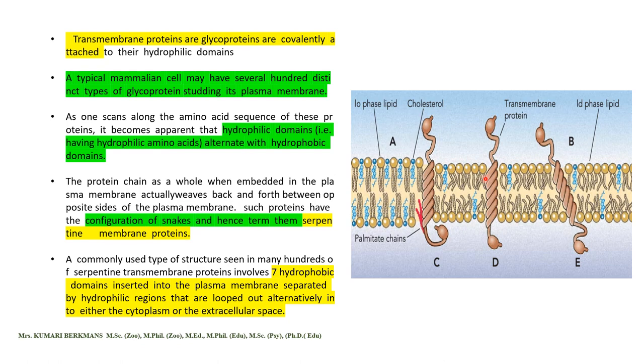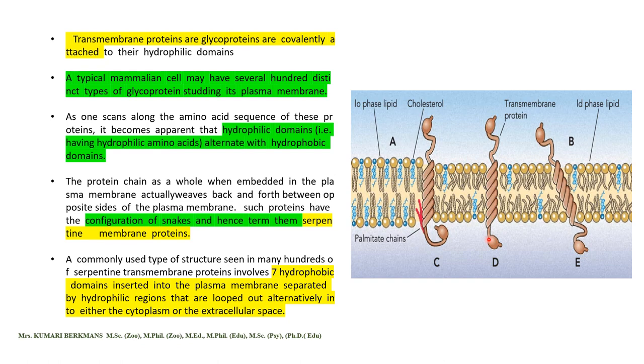Okay, you can see here it is back and forth, just like a snake. Its appearance is like a snake, so it is called the configuration of a snake, and hence the term serpentine membrane protein. So this protein is called serpentine membrane protein because of its appearance.